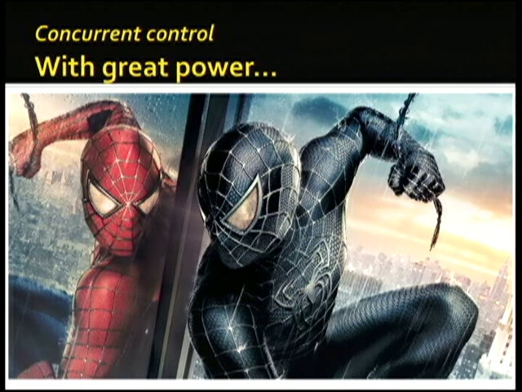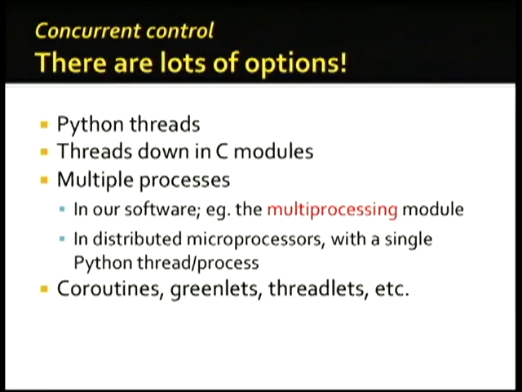Concurrent control of embedded hardware. You have great power and you also have great responsibility because it is very easy to screw things up. First thing is, where do you start? You have so many options. Threads in Python or down in the C level, multiple processors.